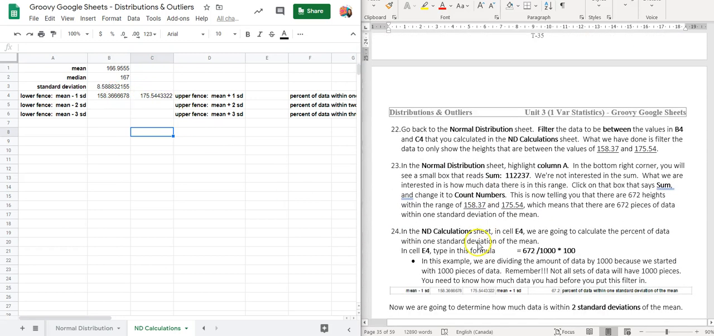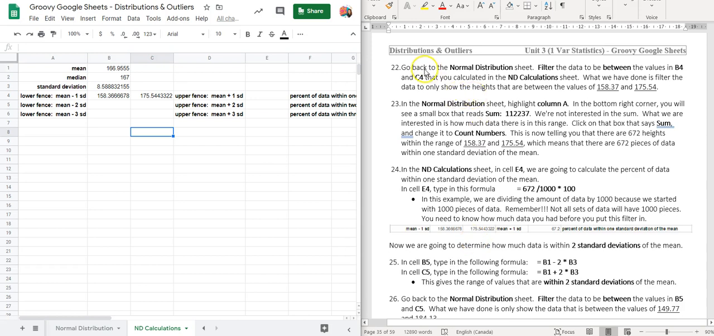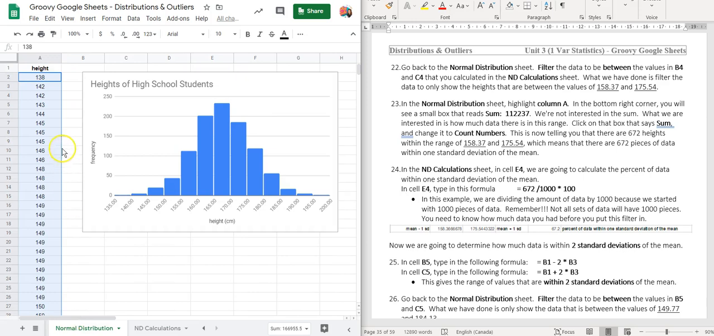So in order to do that, you're going to go back to the normal distribution sheet and filter the data to be between the values that we calculated here. So between 158.366, etc., and 175.544. So back into normal distribution.